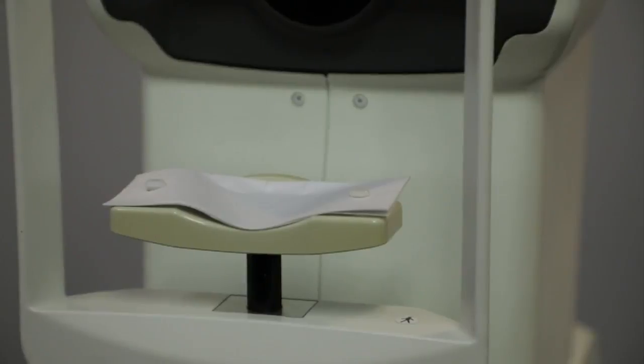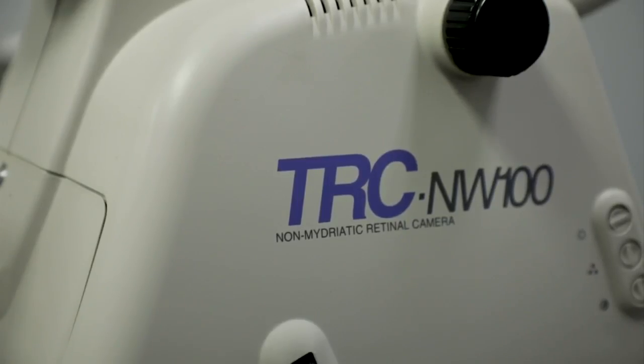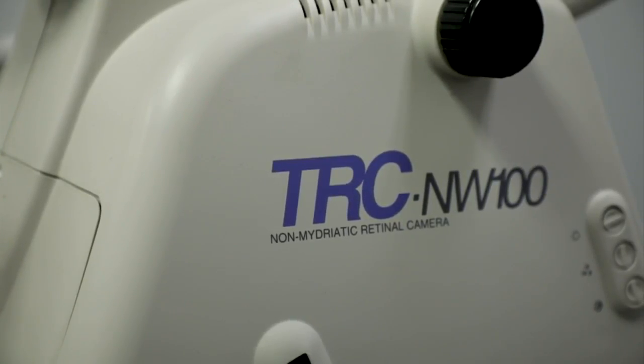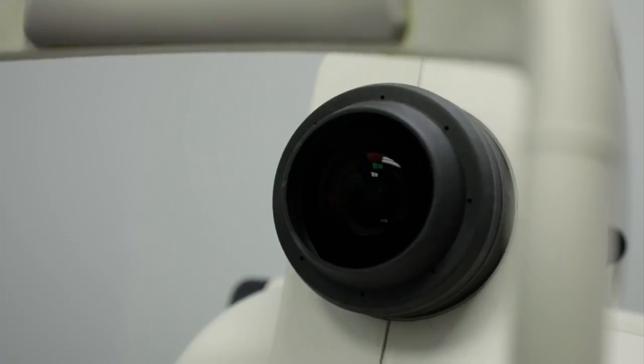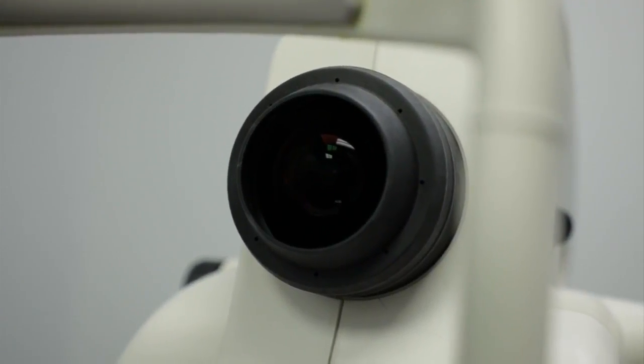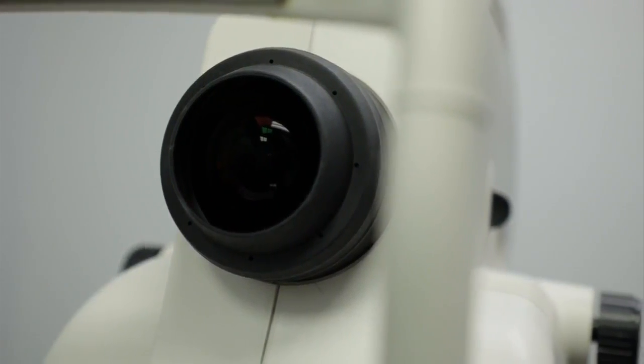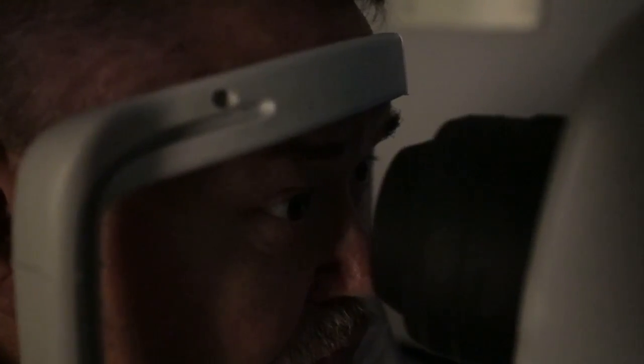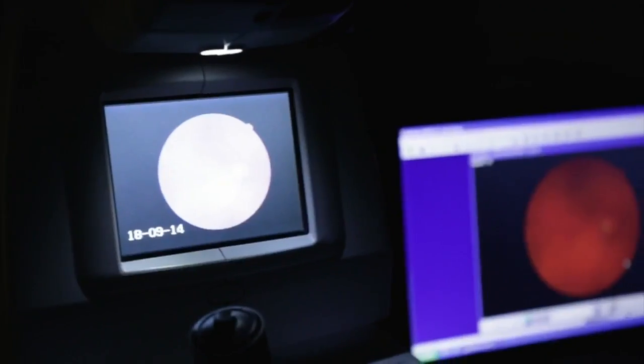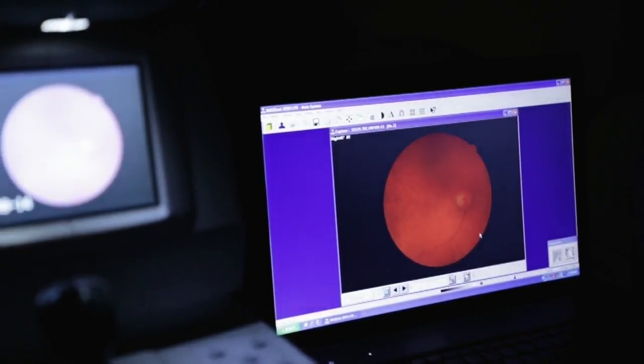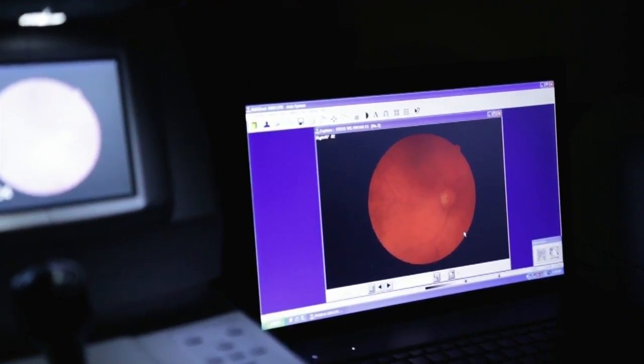In addition to the OCT, you have a retinal camera too. What does that do for us? This takes a photo of the retina, the optic nerve, and the macula, and it's especially helpful in the diagnosis of diabetes and other eye diseases, but especially diabetes.